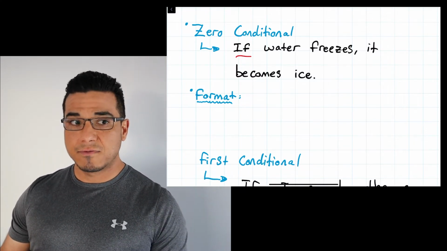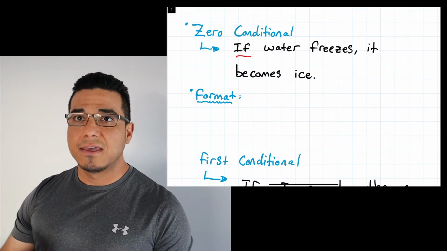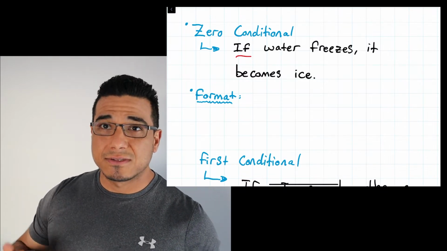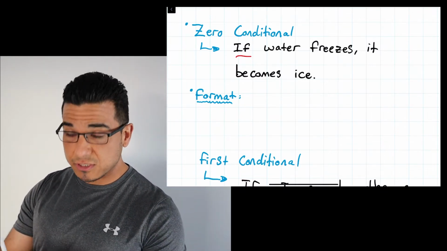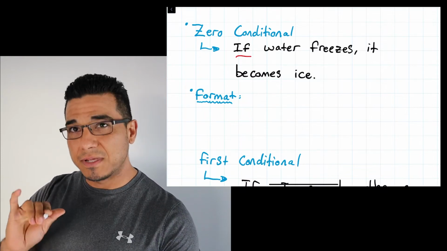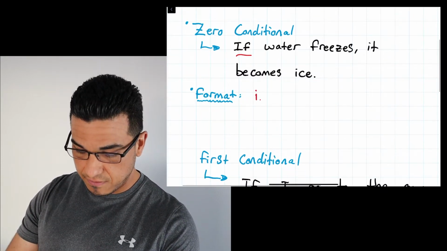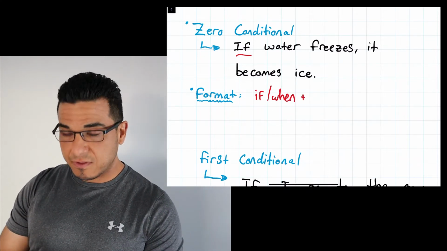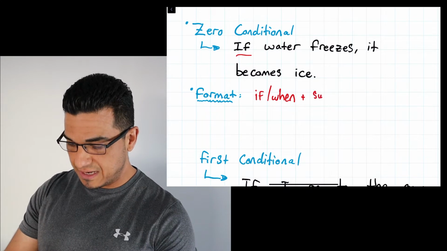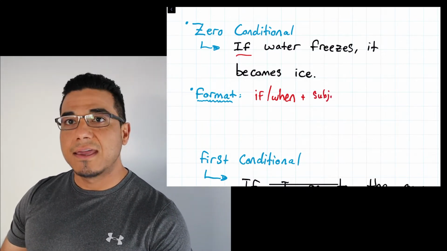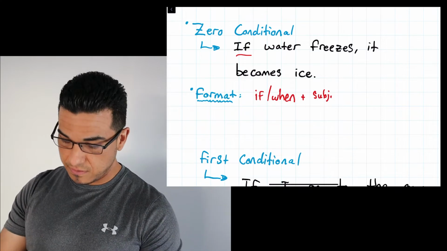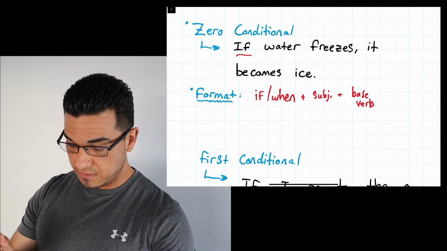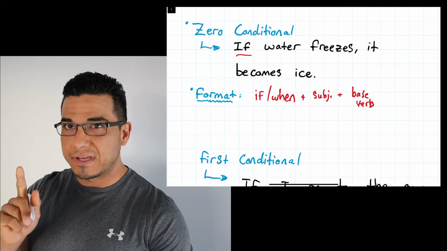Now the format for a zero conditional sentence is pretty straightforward. So you're going to start with your conditional verb, which can be interchanged. So I'm going to write if or when, okay? And then you are going to have your subject, which in this example is water. And then you're going to have your base verb. And there's a reason I'm writing base verb. It's actually pretty important, and we'll go over that in just a second.